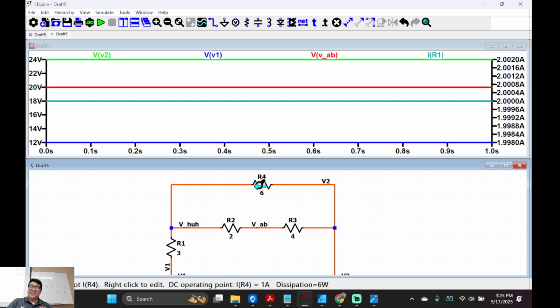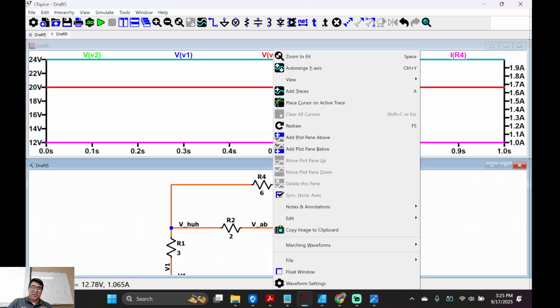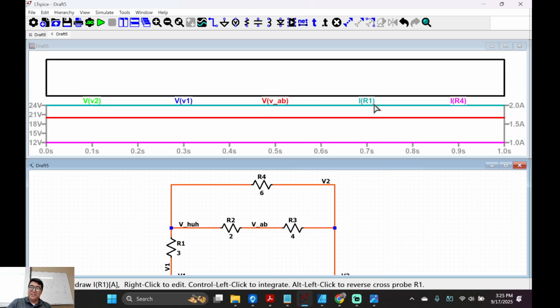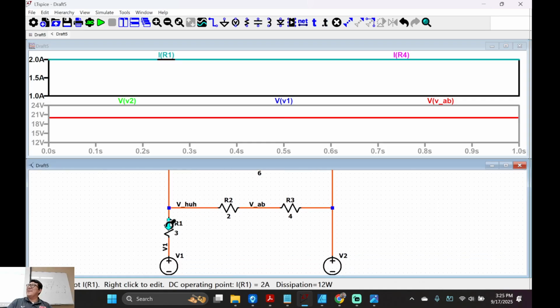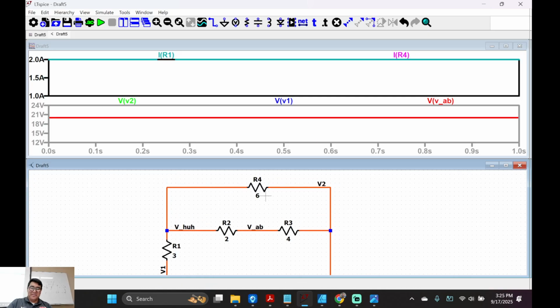I'm gonna click on this. Let me just make another plot. Add plot plane above. Current here, current there, boom. 2 amps going through R1. Which one's R1? This, right? Yeah. Which one's R4? This one right here, right?